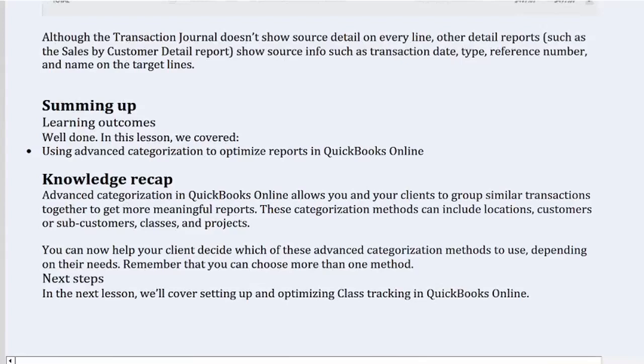Summing up. Learning outcomes. Well done. In this lesson, we covered using advanced categorization to optimize reports in QuickBooks Online. Knowledge recap. Advanced categorization in QuickBooks Online allows you and your clients to group similar transactions together to get more meaningful reports. These categorization methods can include locations, customers or sub-customers, classes, and projects. You can now help your client decide which of these advanced categorization methods to use, depending on their needs. Remember that you can choose more than one method. Next steps. In the next lesson, we'll cover setting up and optimizing class tracking in QuickBooks.